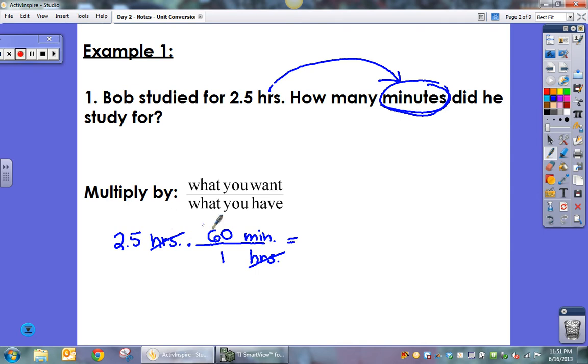So I've got 2.5 times 60 in my numerator, and I end up with 150 minutes. So if Bob said that he studied for 2.5 hours, he could also say he studied for 150 minutes. Either way, he's talking about the same amount of time. Let's try another example.